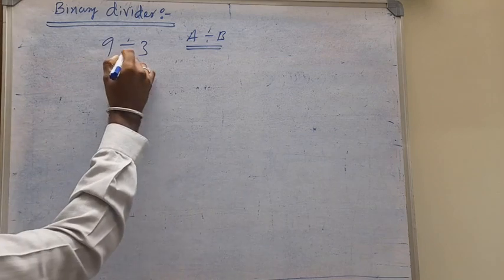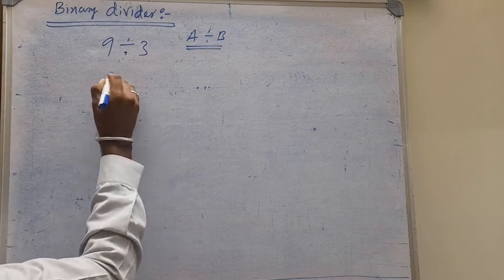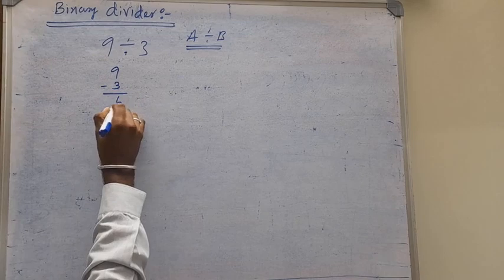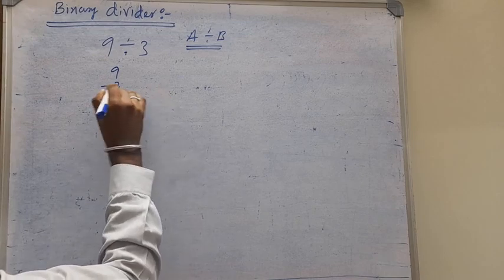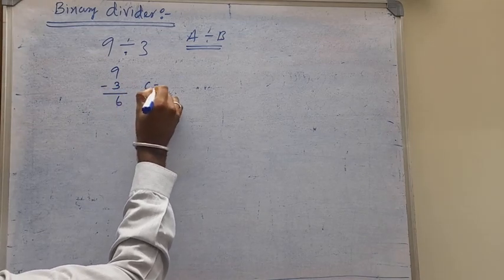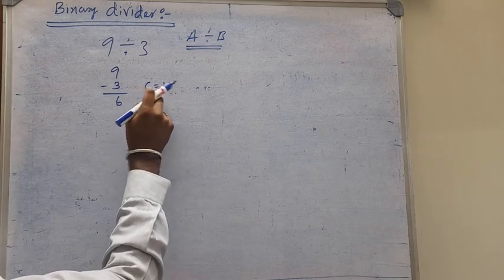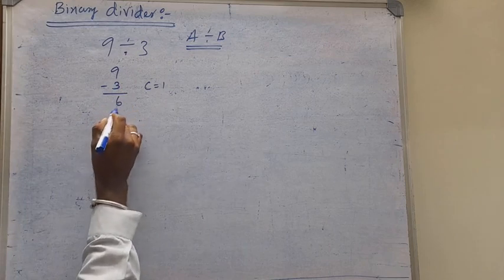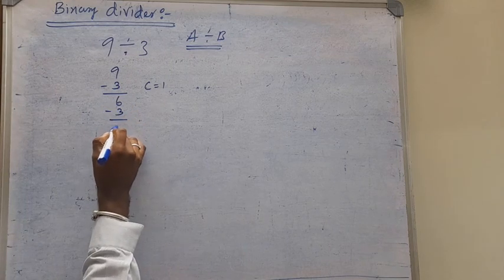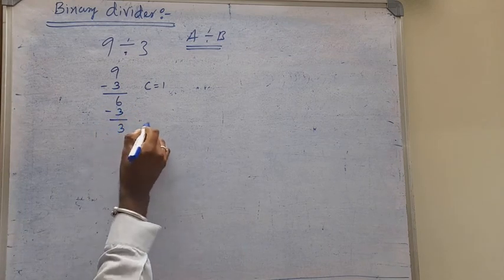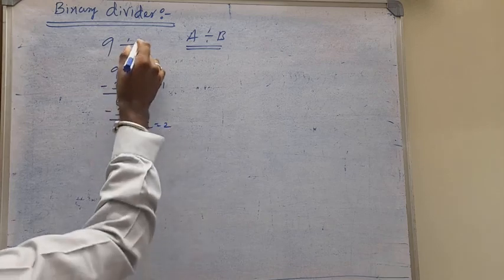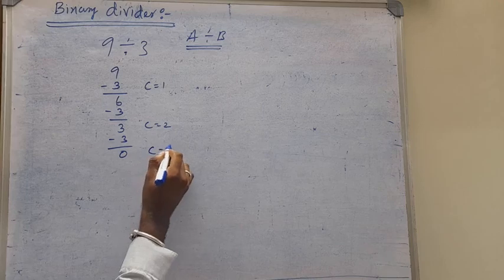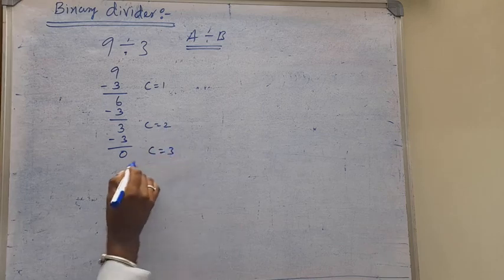So 9 divided by 3 indicates, here 9 minus 3 is what? 6. So one time is subtracted, that is C is equal to 1. Quotient, just count as 1, right? So again 3 is subtracted and you will get 6 minus 3, 3, so count number 2, right? And again this 3 is subtracted, so you will get 0, so that is C is equal to 3. So count number is equal to 3.